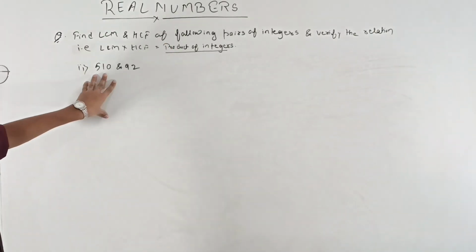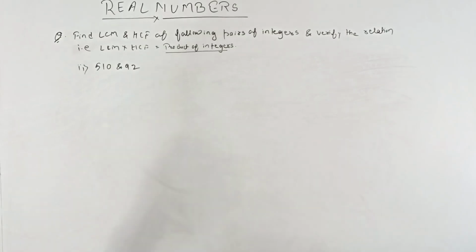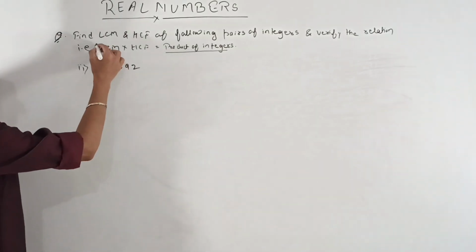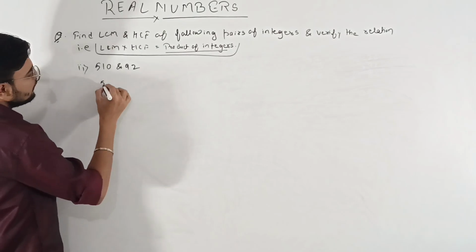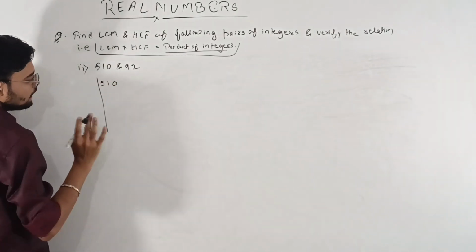Now this is our second example. The numbers are 510 and 92. Then we have to prove this relation for these numbers. Okay, again for LCM and HCF, first we take prime factorization.